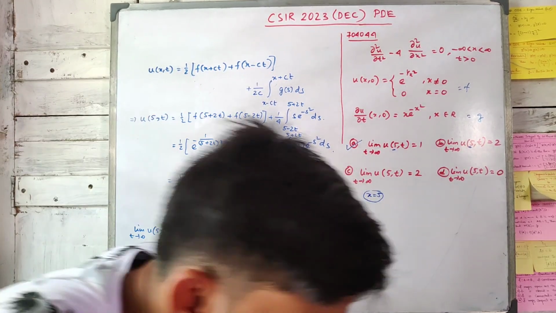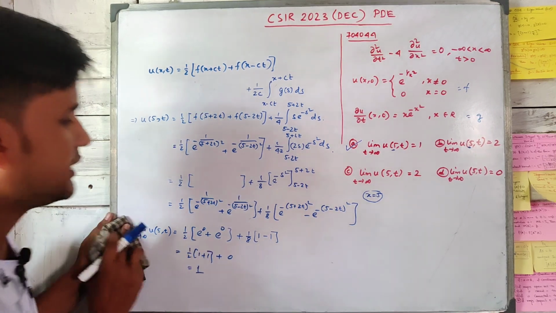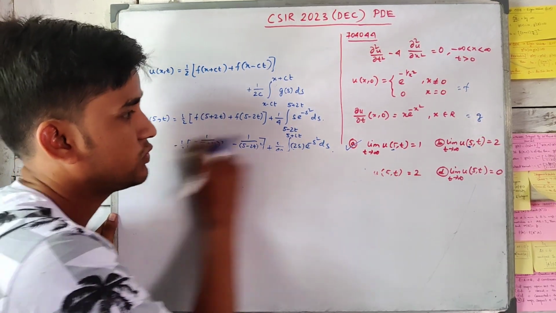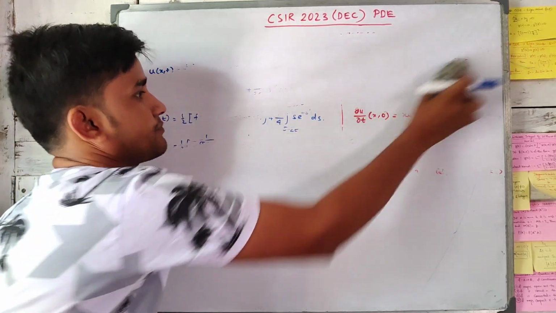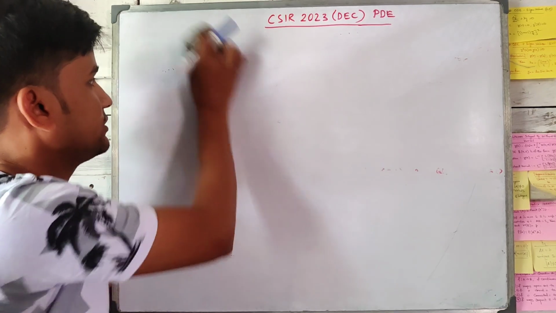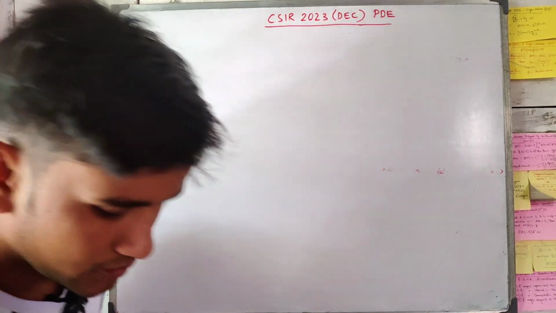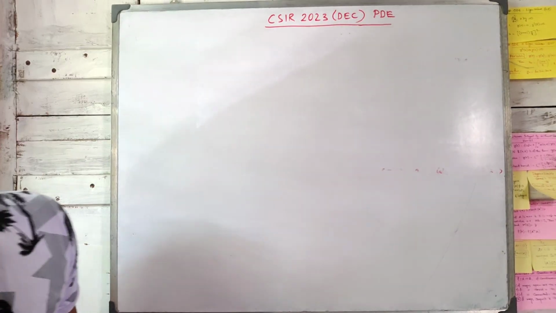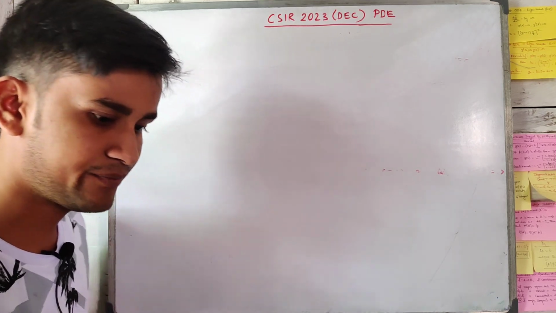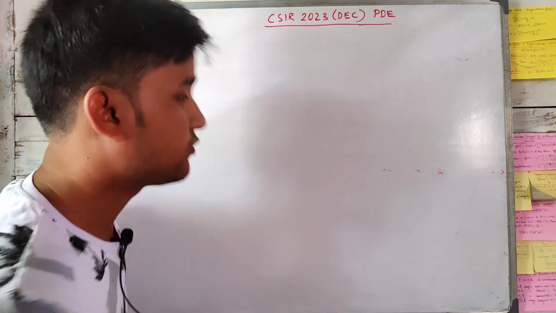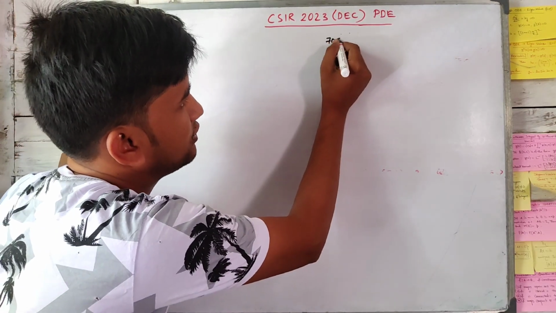Now let's go to the next problem, a 4.75 marks question. Let me write the question and its ID. The question ID is 704094.